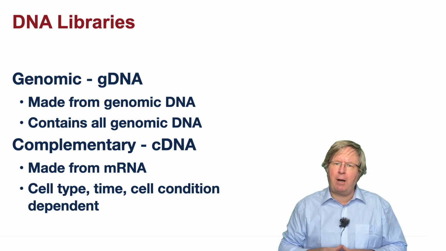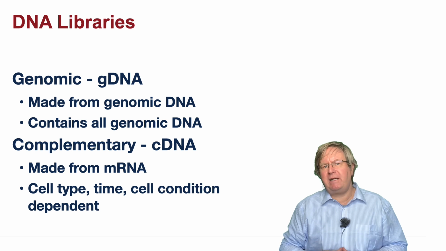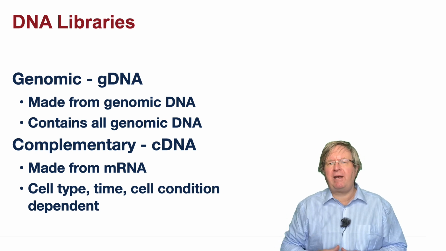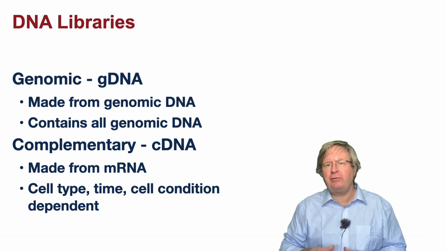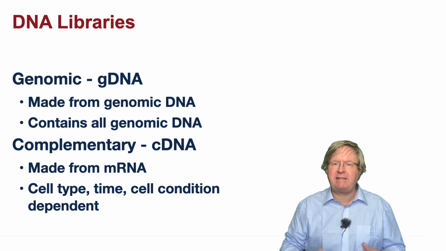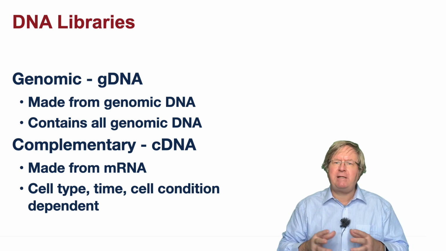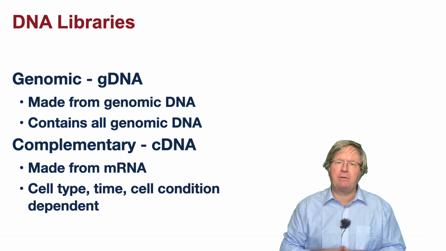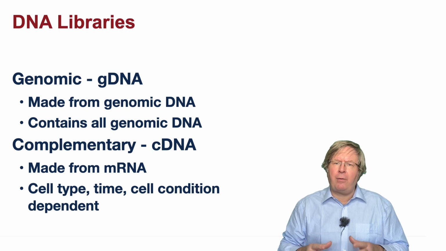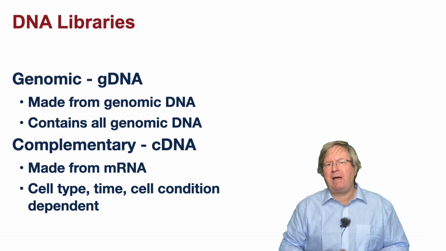A gDNA library is derived from genomic DNA and will contain all the DNA required to make an organism. A cDNA library is made from the messenger RNA present in a cell, and therefore the contents of a cDNA library is cell type, time of day and cell condition dependent. That is, the contents is dependent upon the messenger RNA that the cell is making at the time the library was made. So, how are the two library types made?